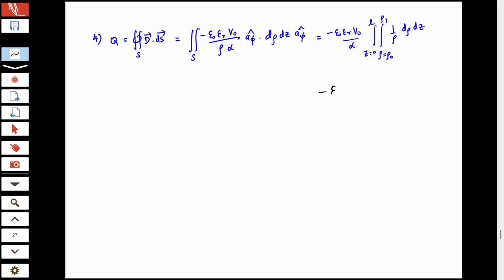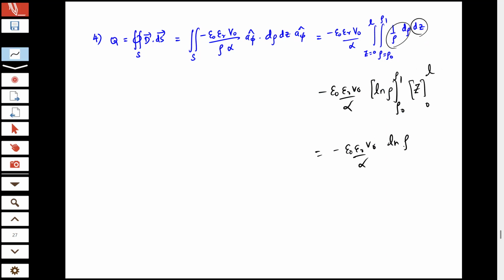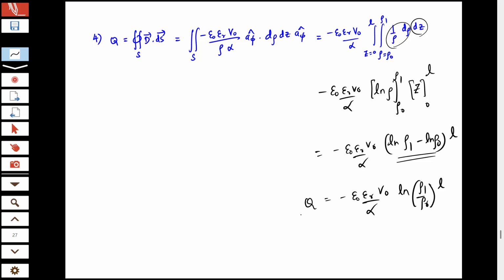I'll write here minus epsilon naught epsilon r V naught by alpha. Now integration of 1 by rho d rho will be natural logarithm of rho, whose lower limit is rho naught, upper limit is rho 1, and integration of dz will give z, whose lower limit is 0, upper limit is L. So this can be rewritten as logarithm rho 1 minus logarithm rho naught, into L minus 0, which is L. And this also can be written as minus epsilon naught V naught by alpha logarithm rho 1 by rho naught into L. Now this is going to be the charge on the plates of this specific capacitance expression.